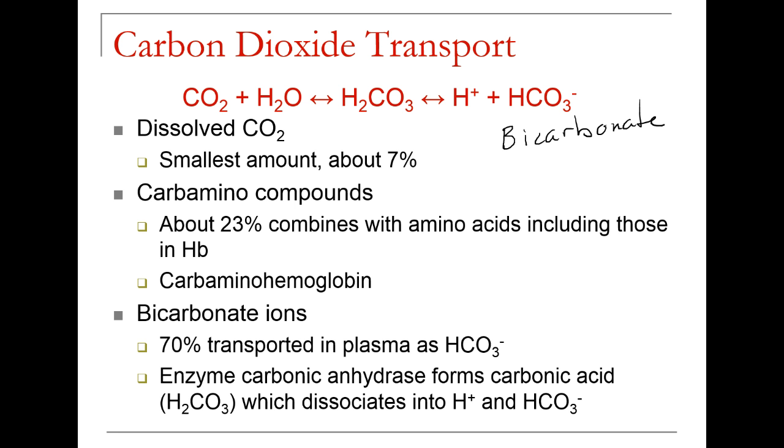Now, this is a really important transport system because not only does it help transport carbon dioxide around in the blood, but it also serves as the primary pH buffering system for the blood. So the carbonic acid bicarbonate buffering system is the primary blood pH buffer. So we have our three different ways that carbon dioxide can be carried: dissolved, bound to the globin portion of the hemoglobin, and as the bicarbonate ion.